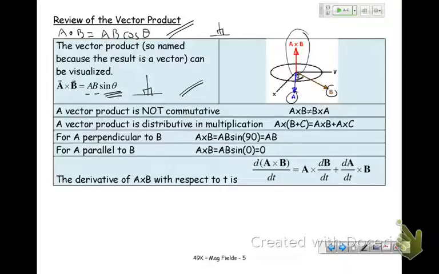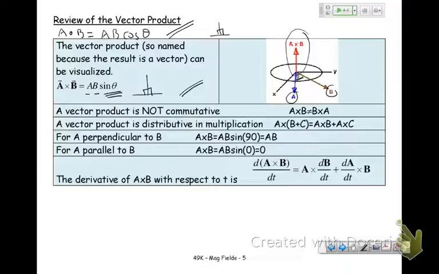For perpendicular, if A is perpendicular to B, we have A crossed with B is equal to the magnitude of A times the magnitude of B times the sine of 90, which is 1. So we can just forget it. And for parallel, A crossed with B is A times B times the sine of 0, which is 0. The derivative of A crossed with B with respect to t is this.